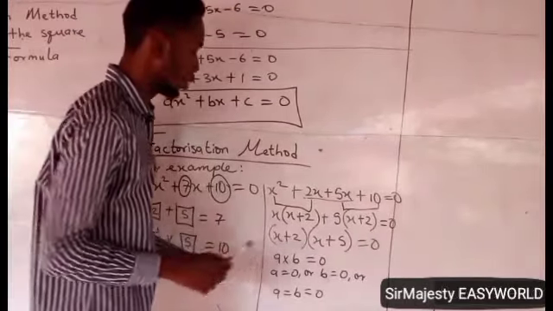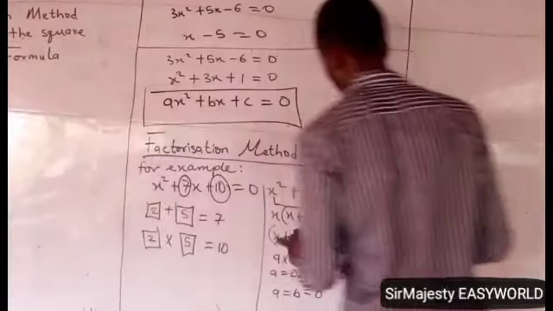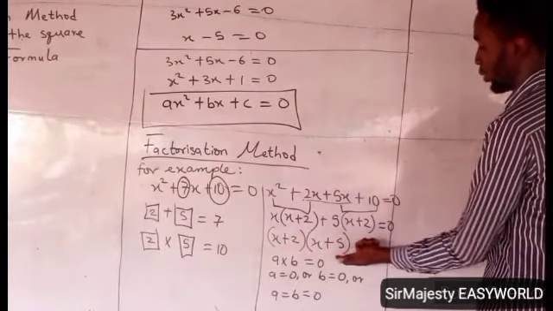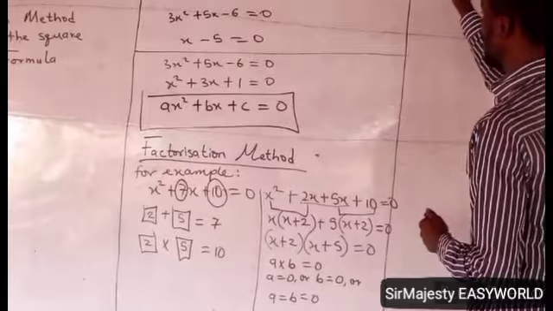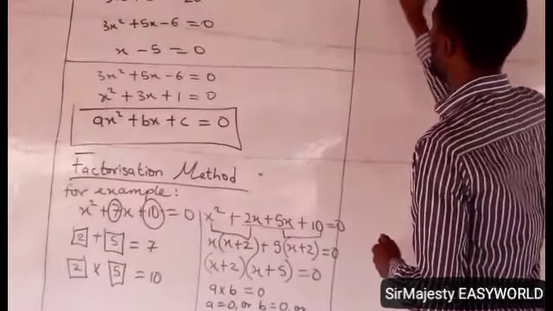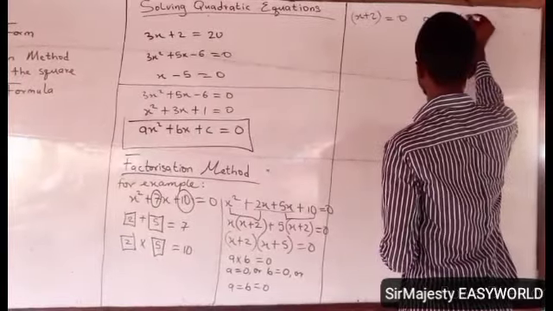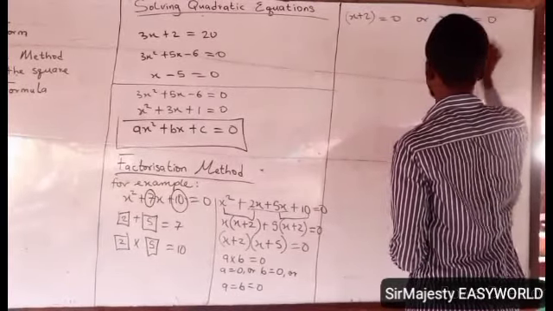So using this, we can now say that it is either x plus 2, because as you can see here, we are multiplying x plus 2 by x plus 5 to get 0. So we can conclude that either x plus 2 is equal to 0, or x plus 5 is equal to 0.